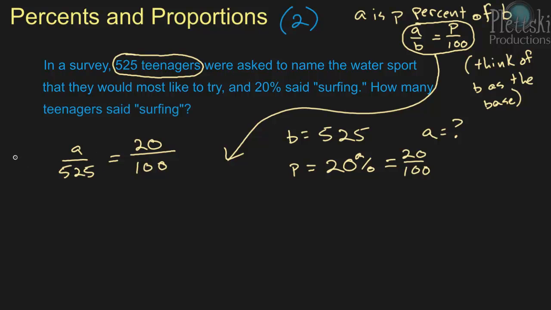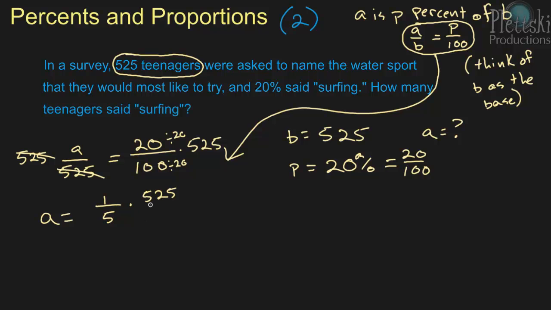So we can multiply both sides by 525. And on the left side, the 525s cancel out, and you're left with A. And then on the right side, well, we can simplify this fraction. 20 over 100 is the same thing. Well, 20 goes into 100 5 times. So if we divide the numerator and the denominator by 20, we'll get 1 over 5 times 525.